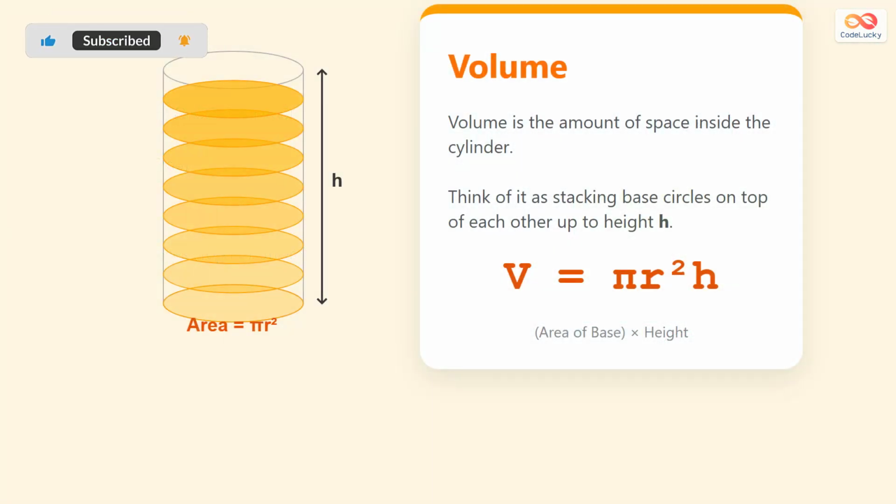Finally, the volume measures the space inside. You can imagine this as stacking layers of the base circle up to the height of the cylinder. The formula is the area of the base times the height, or pi times r squared times h.